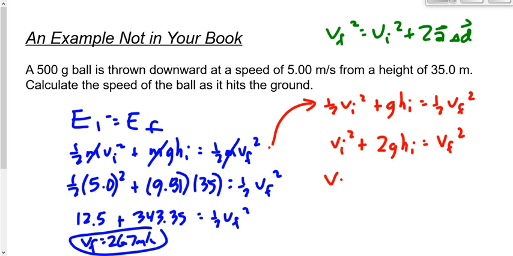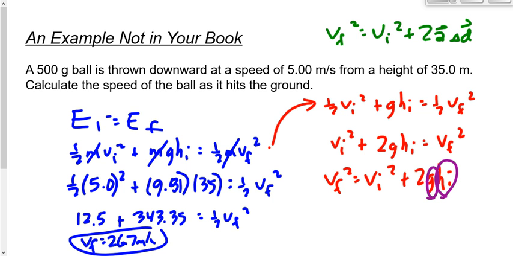So if we just change the order of it, take this to the left side, take the other to the right side, we end up with, using conservation of energy, vf squared is equal to vi squared plus 2gh. Or vf squared is equal to vi squared plus 2, what's g? Same as a, 9.81. What's h? Same as the displacement.